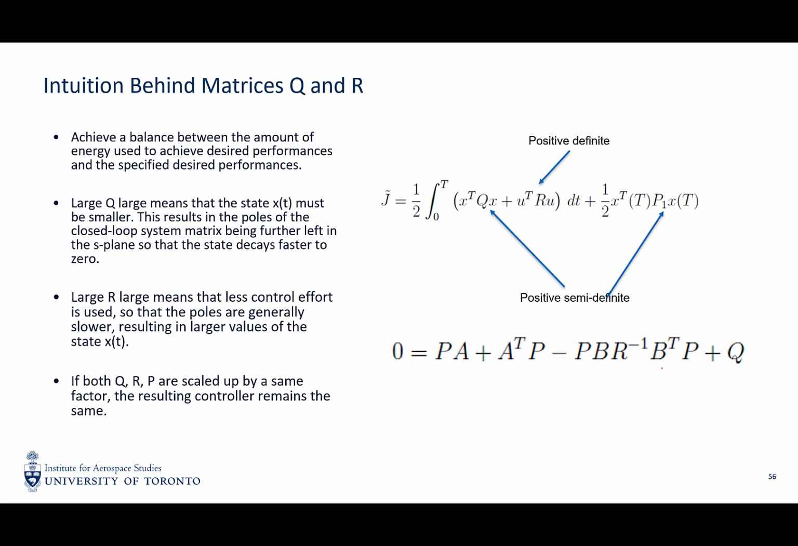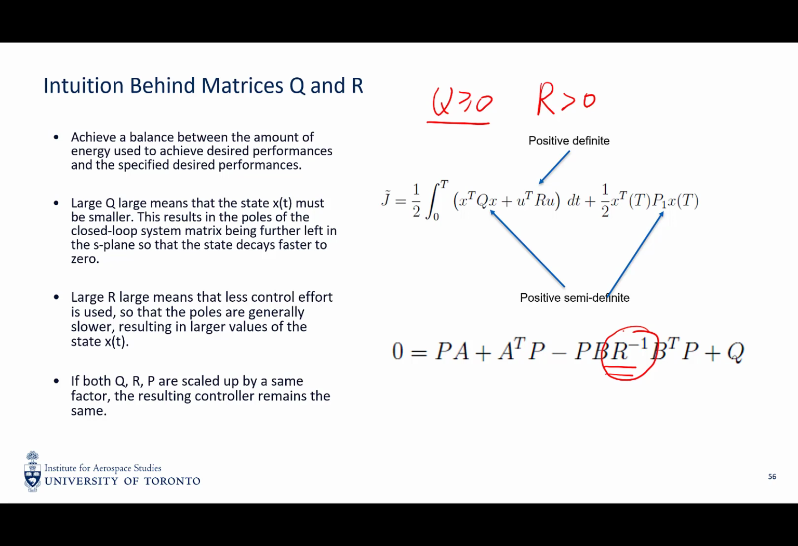Then for matrices Q and R, what I mean by picking large or small usually means the eigenvalues. Here Q must be positive semi-definite and R must be positive definite, because in the algebraic Riccati equation we need the inverse of R, so it should always be invertible.